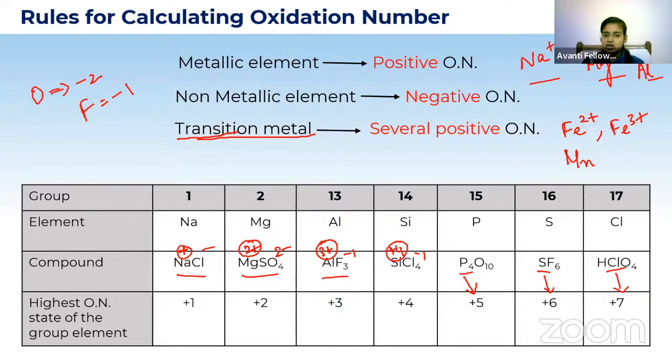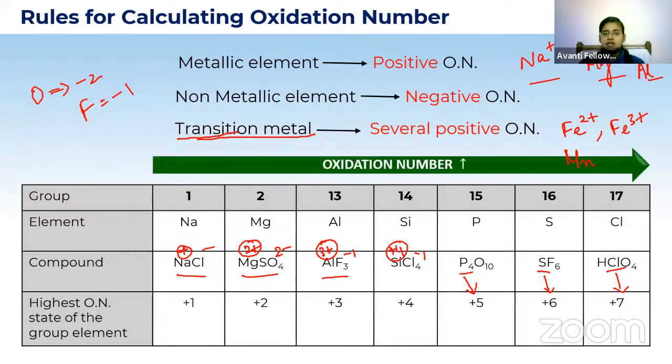So the highest oxidation number is equal to the valency of the compound. Got it? So oxidation number increases from left to right. Oxidation number increases from left to right, I mean, if you go along the period in your periodic table. Clear, students? Do you have any doubts here?